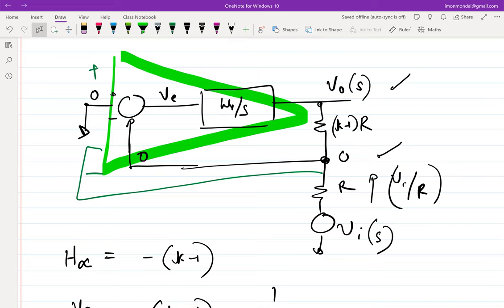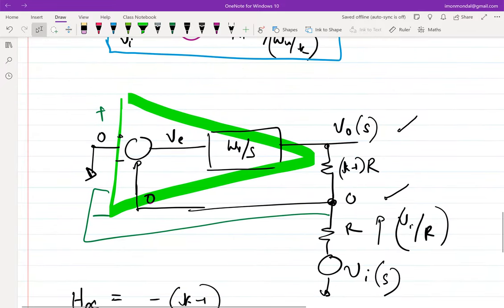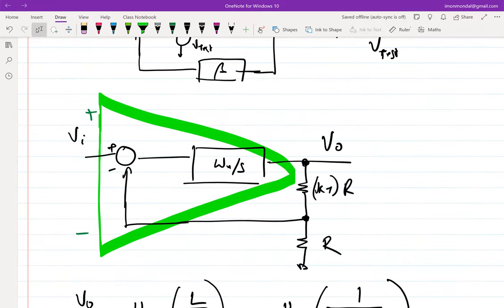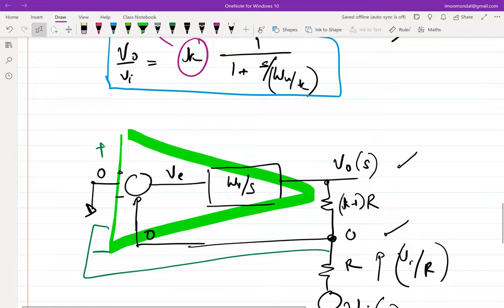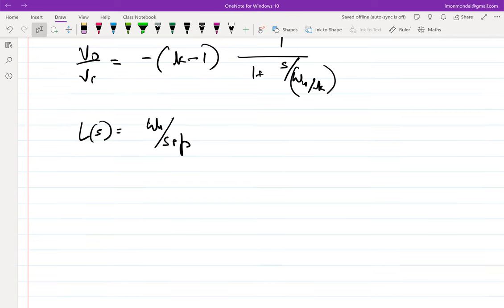Okay, so why don't you do that yourself once? Okay, he's a good point. So let's do that once. We'll do it for the traditional case itself, right? So if you have omega u by s plus p, so instead of this, your L of s is s plus p. So what will it be?